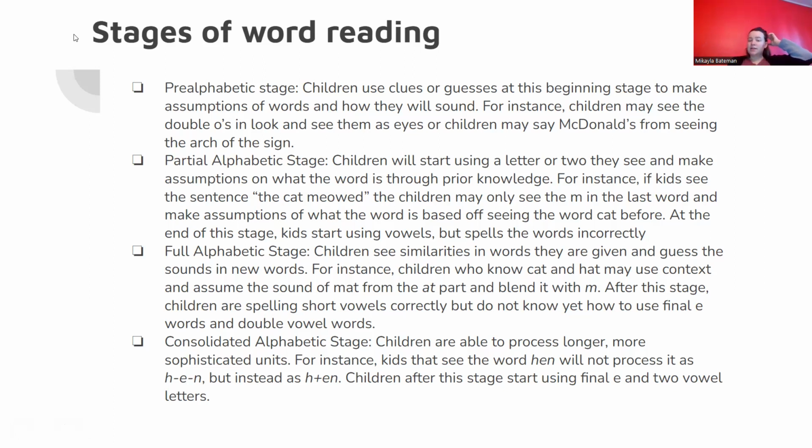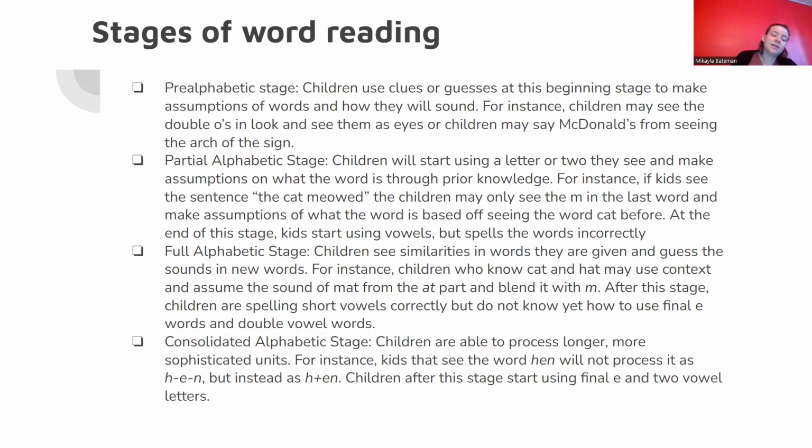Our third stage is the full alphabetic stage, where children see similarities in words they're given and guess the sounds in new words. For instance, children who know cat and hat may use context and assume the sound of mat from the AT part and blend it with M. After this stage, children are spelling short vowels correctly, but do not know yet how to use a final E sound or a double vowel word.